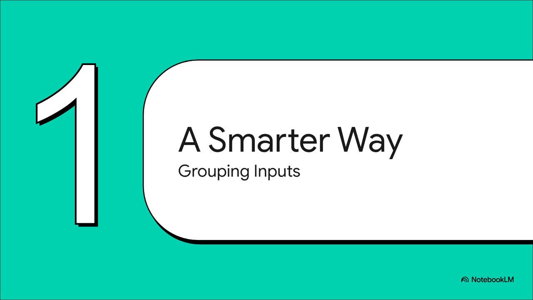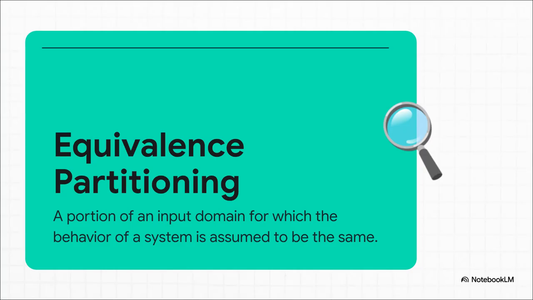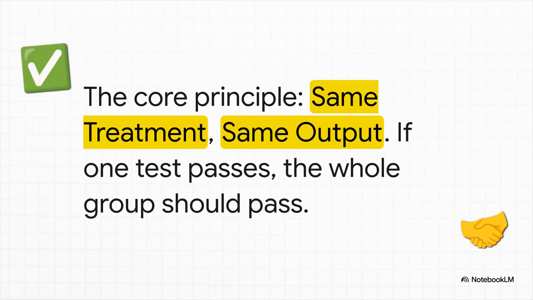which is known as equivalence partitioning. Now, I know that definition sounds pretty academic, right? But the idea behind it is incredibly simple. Equivalence partitioning just means we divide all the things we could possibly type in into a few smart groups, or partitions. And the whole idea rests on this. The software is going to treat every single input inside one of those groups the exact same way.